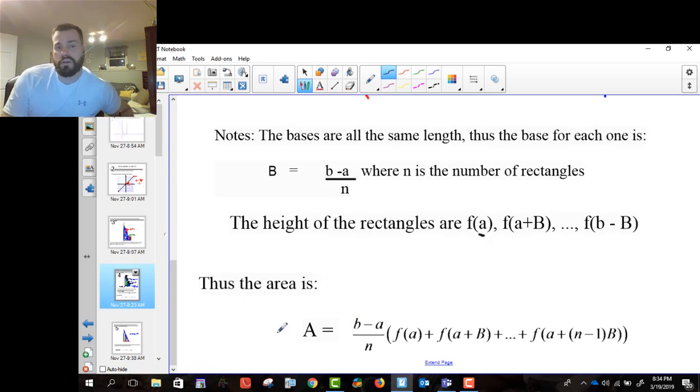If we do right justified rectangles, the base stays the same, but all that changes is instead of starting at the left endpoint, we start 1 base from the left endpoint. So we actually start here, and we go all the way to the right endpoint.